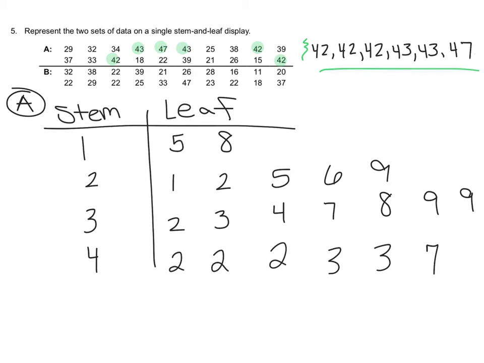And this is the final stem and leaf display for data set A. If we counted up all the leaves, we should have the same number of leaves as we do numbers in our data set.